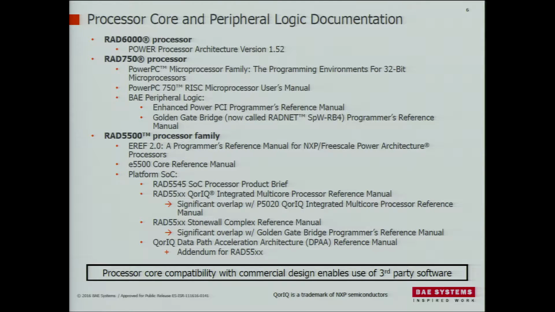There's also something called the Stonewall Complex Reference Manual. That documents the IP that's heritage BAE IP that we've put in the device. Freescale has a separate document for their DPAA, data path acceleration architecture. And for our RAD55xx, there's really just a little addendum. It's a handful of tables that you need to know about to program it.